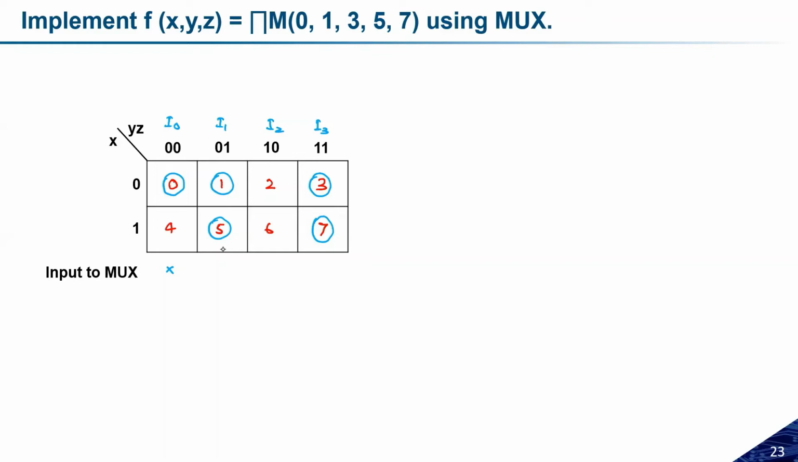If you see the function, the pi symbol is there, right? So the POS is opposite to the SOP. If all the numbers are circled in the column, in that case that represents 0, not 1. This is opposite to the SOP. So here it will be 0. If none of the numbers are encircled in the column, then I need to keep it as 1. And if both are encircled, then I need to keep it as 0. So this will be the input to the MUX. So Vikas, is your doubt clear or not? Yes, sir. Okay, fine.